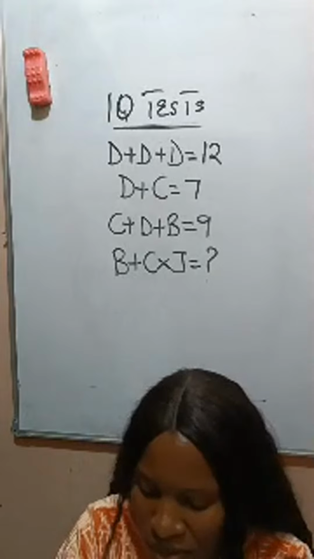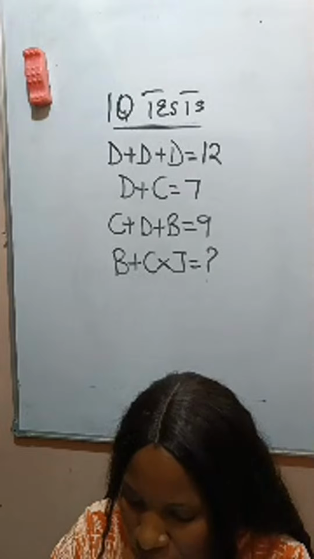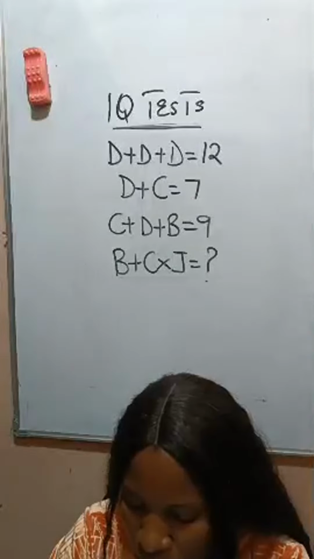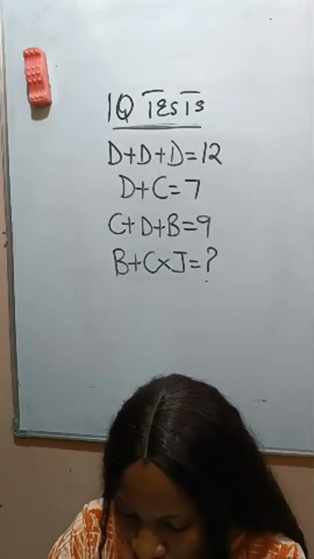So the IQ test is saying D plus D plus D is 12. D plus C is 7. C plus D plus B is 9. B plus C times J is equal to what?